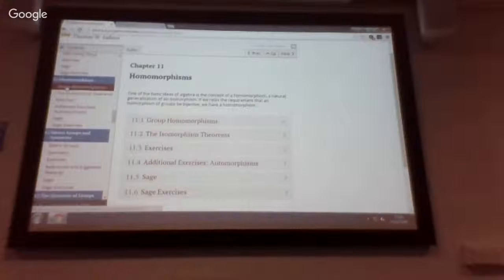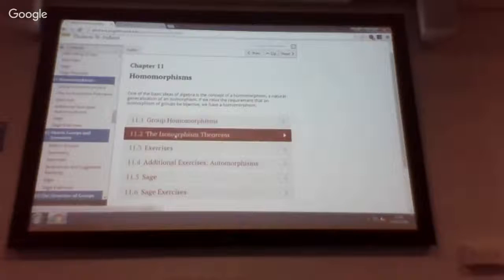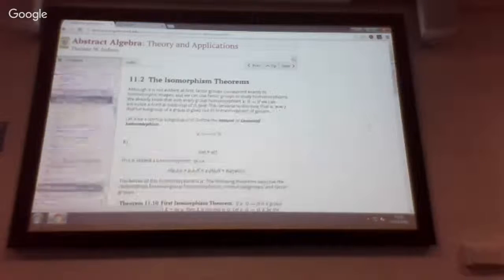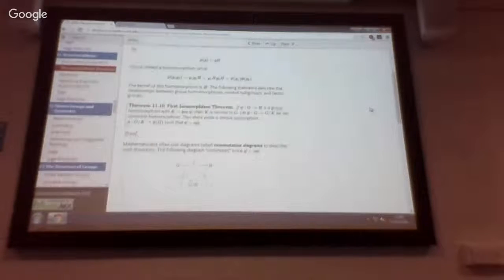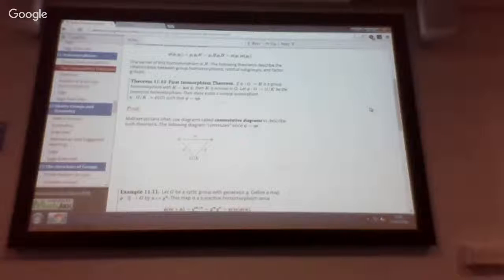It's just, there are some useful things there. So in the group homomorphisms, what we did give a good discussion of was the first of these isomorphism theorems. And this centered around this commutative diagram here.